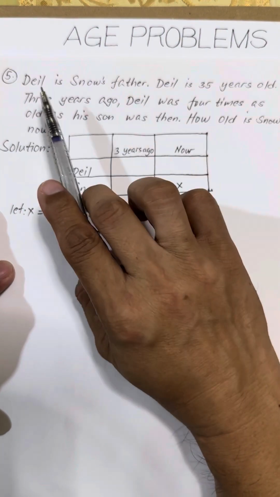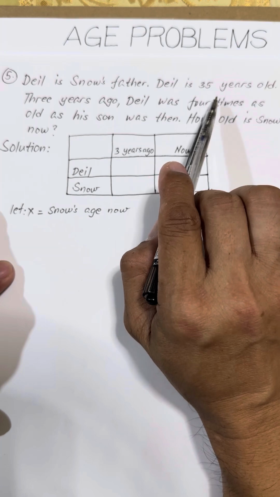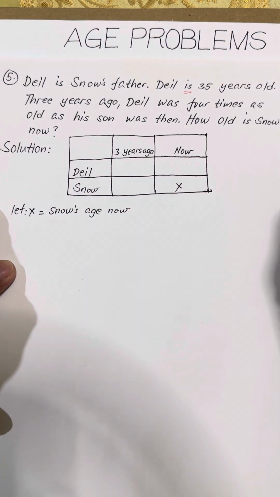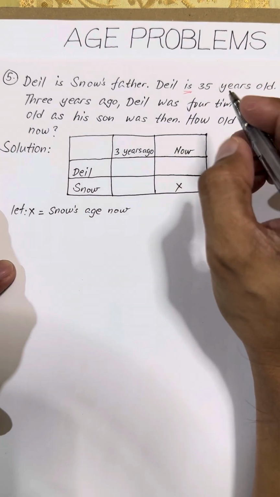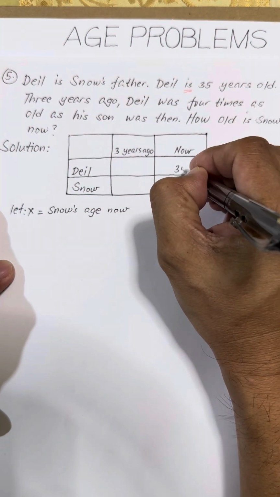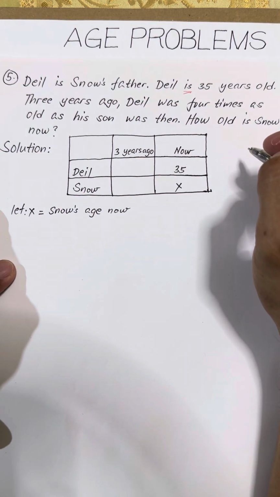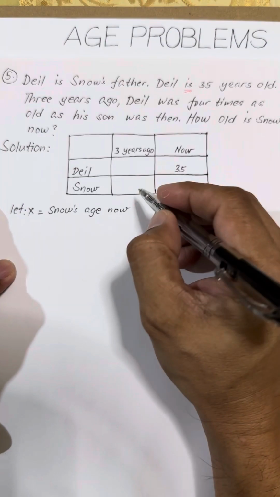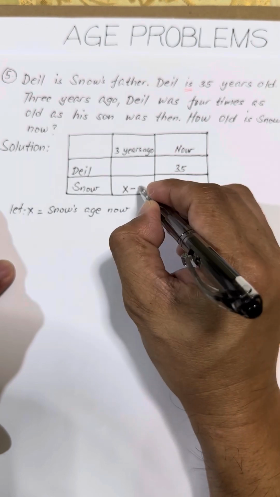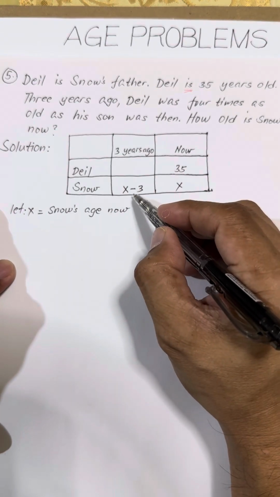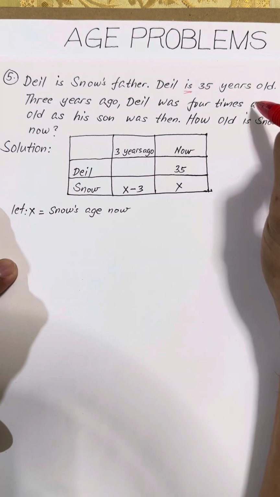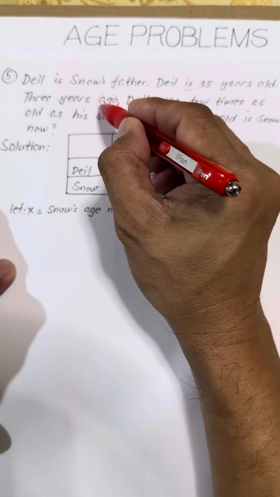So now it says that Dale is Snow's father. Dale is 35 years old. The word "is" here indicates present time, meaning now. So Snow's father's age now is 35 years. Then 3 years ago, Snow's age was X minus 3. So this is Snow's age 3 years ago. The word "ago" means minus.